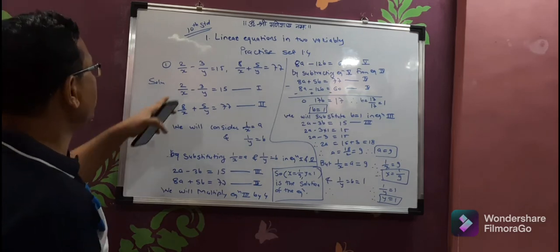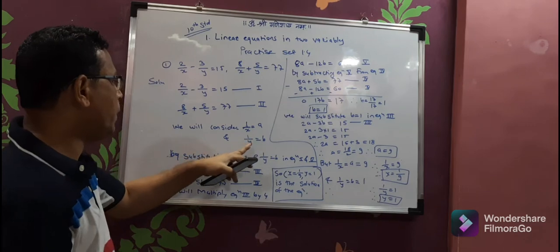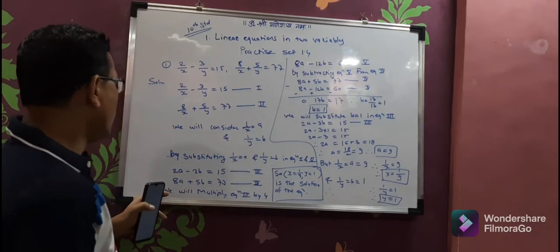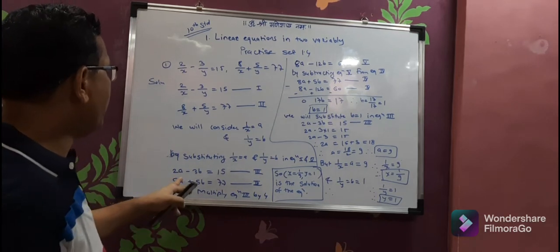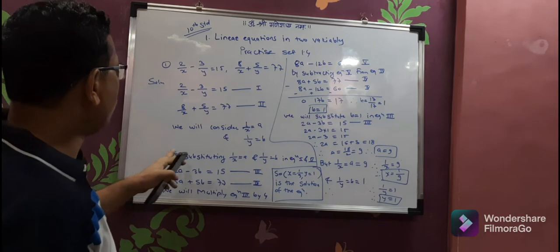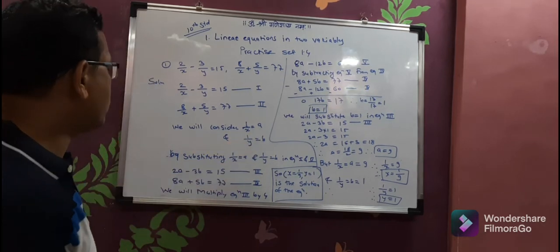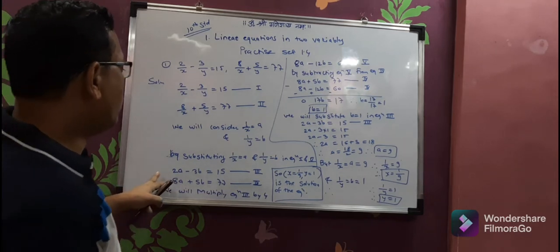First of all, you have to convert this non-linear equation into a linear equation by substituting 1 upon x is equal to a and 1 upon y is equal to b. Then again you have to do the addition or subtraction as per the equation. Then you will get the value of a and b. Then again you have to consider the value of a in terms of x and calculate the value of x.